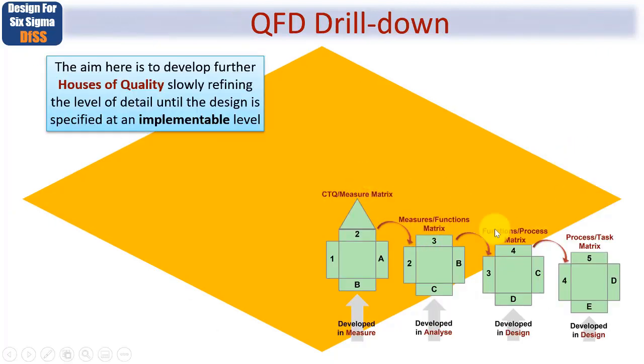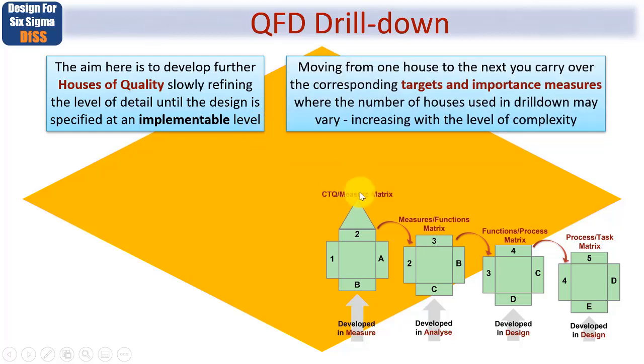Here's that diagram again. So the aim here is to develop further houses of quality, slowly refining the level of detail until the design is specified at a level that you can go ahead and implement. So moving from one house to the next, you carry over the corresponding targets and importance measures, where the number of houses used in drill down may vary, increasing with the level of complexity. So here you've got A and B, here you're taking B and C, here you're taking C and D, and here D and E, and so on.